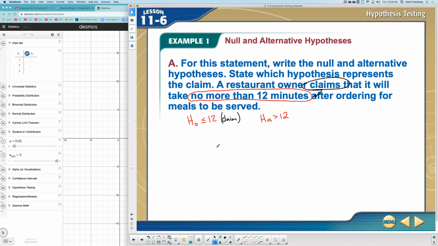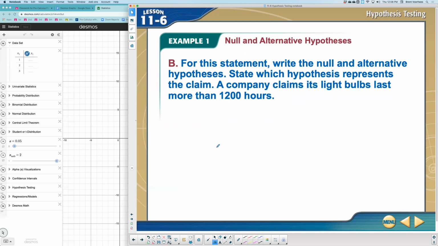Let's take a look at part B, a new problem. A company claims that the light bulbs last more than 1,200 hours. This time we're saying more than, which means it's not equal to, but more than. So this will actually become the alternative hypothesis. If it's greater than 1,200 hours, the null hypothesis must be that it's less than or equal to 1,200. On this problem, the claim is the alternative hypothesis.